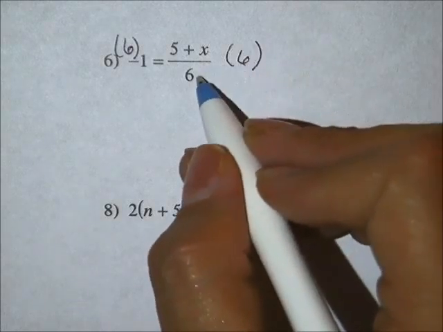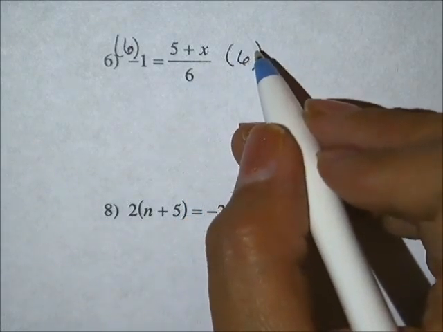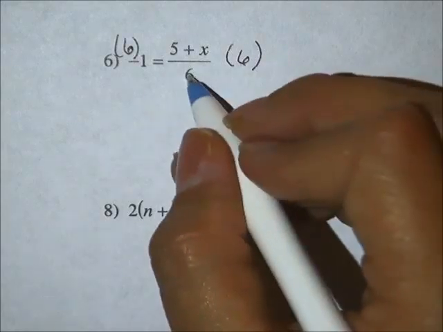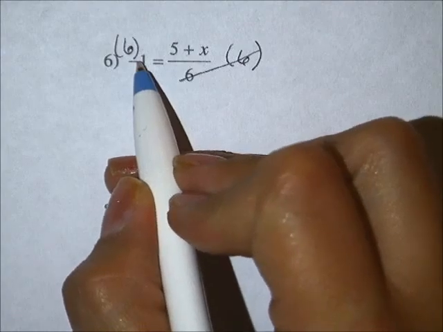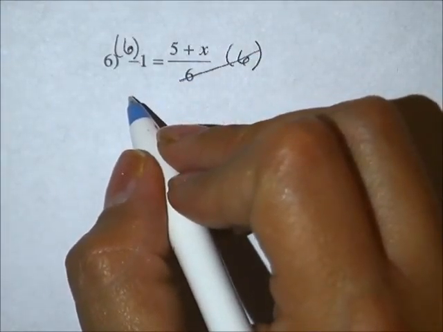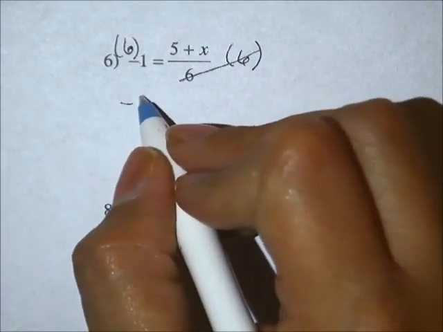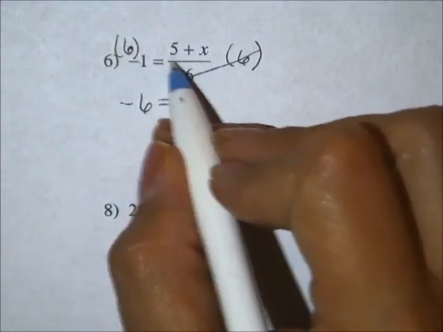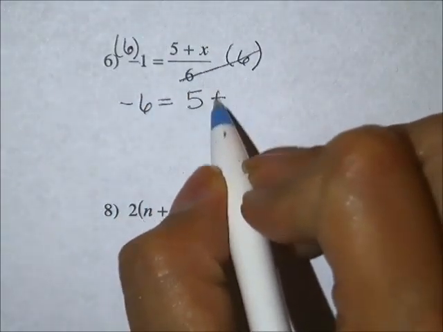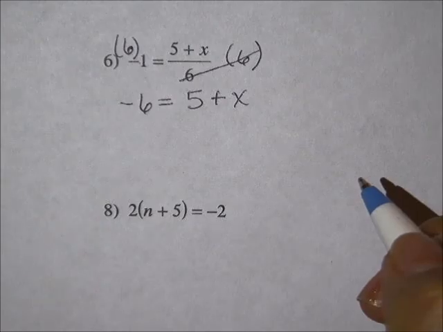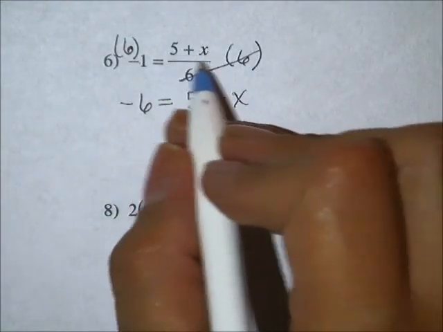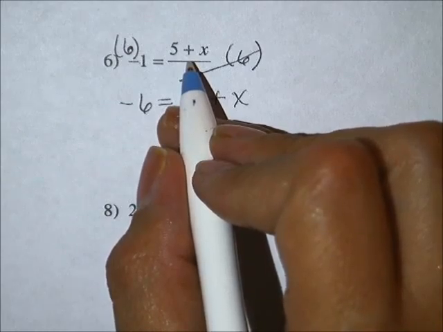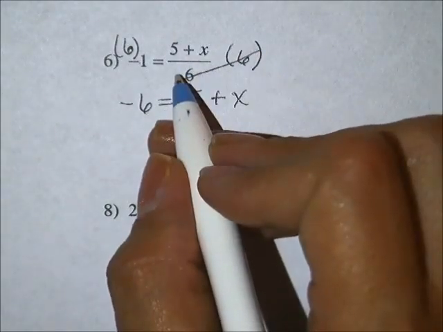Now remember, the whole point of multiplying by 6 is to undo the division of 6. These cancel out. Now I have 6 times -1. Thank you, one person, -6. And then I'm just left with this 5 plus x, still on that same side. No, the line no longer exists because I've undone the division because I've done this multiplication.